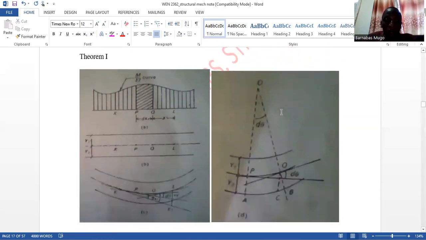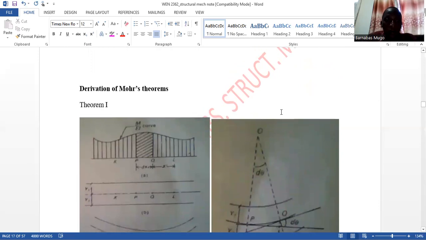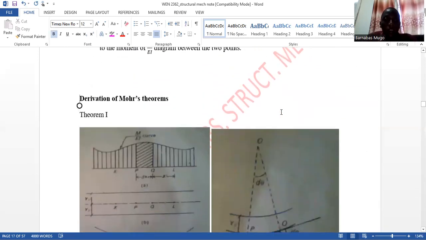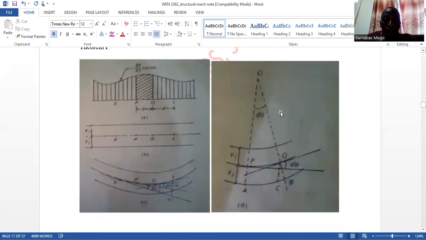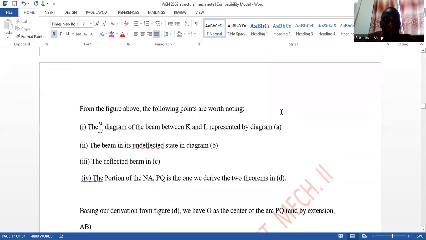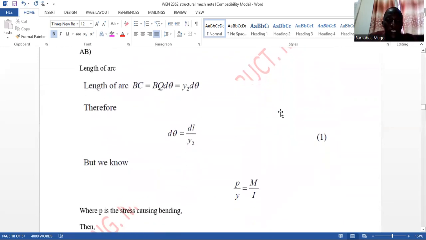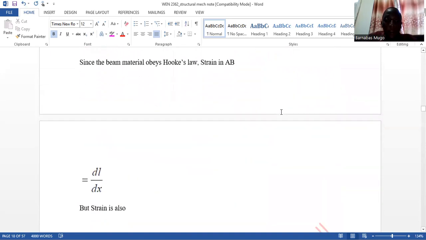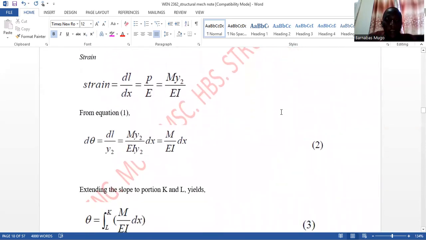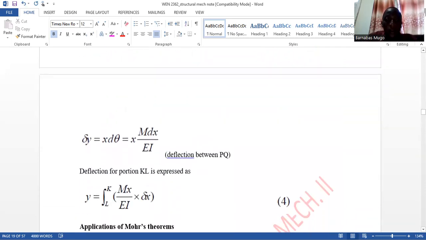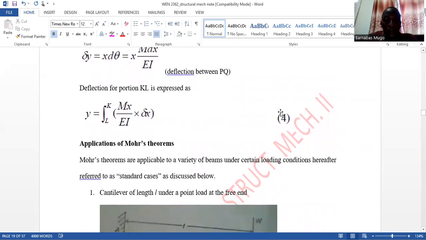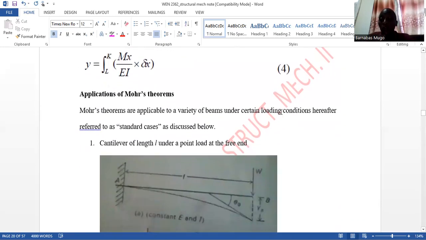This one you can get more information from your lecturer. I'm not willing to do more on deflection and derivation of the equation because it looks somehow a challenge to do it online. So you can just get this information from your lecturer. You derive it with him during your face-to-face class, and then I'm going to post some calculations in order for you to practice effectively.